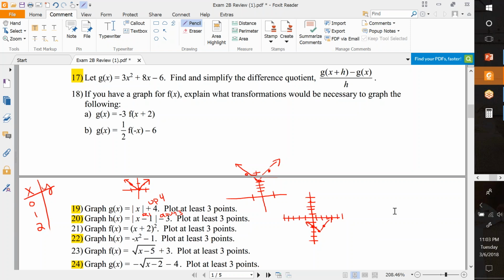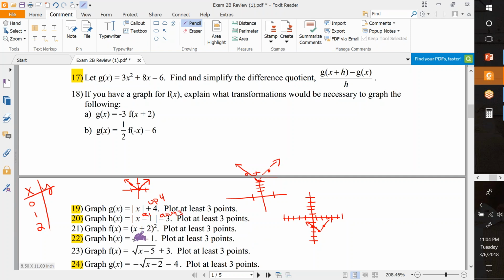So the inside always shifts x, the outside shifts y. Anything that happens inside of the parentheses or the symbol is an x direction. Anything that happens on the outside is a y direction.